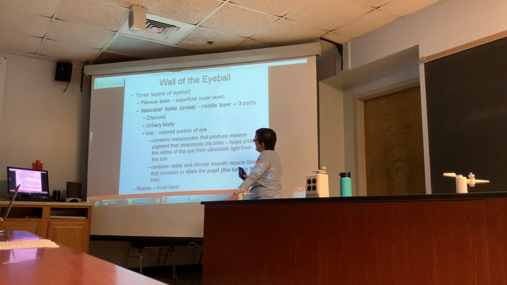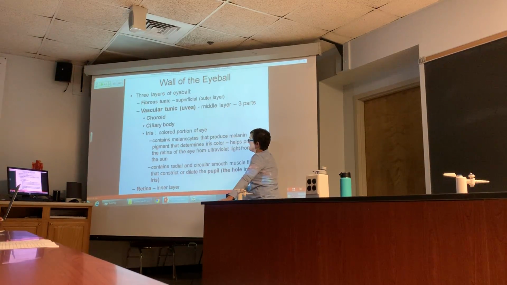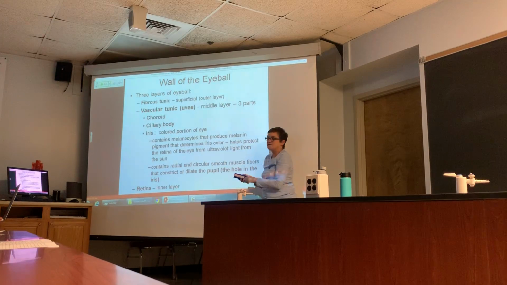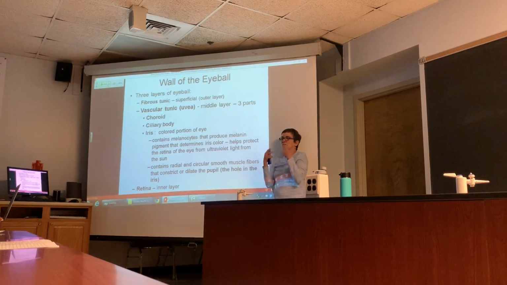So let's look at the iris. This is the part of your eye that you can see. This stuff is behind the iris. You can't see it. But this part you can see. And the color of your eyes depends on melanocyte activity. You inherit from your parents the genes that control how much melanin you produce and the type of melanin you produce. And so the more melanin you have, the darker your eyes are going to be.